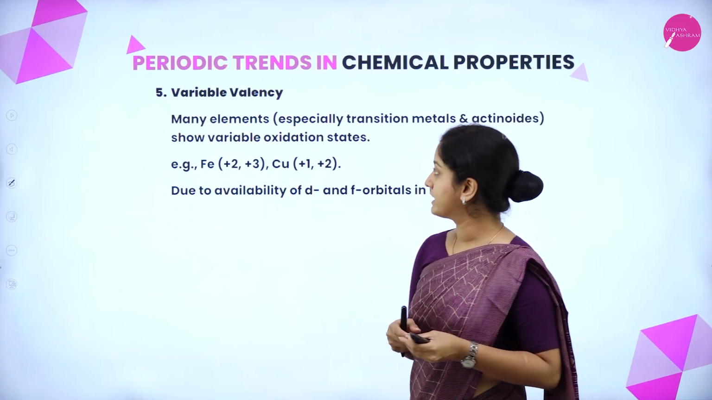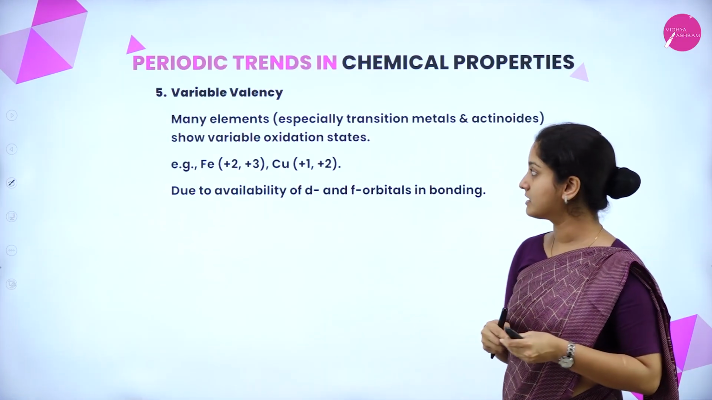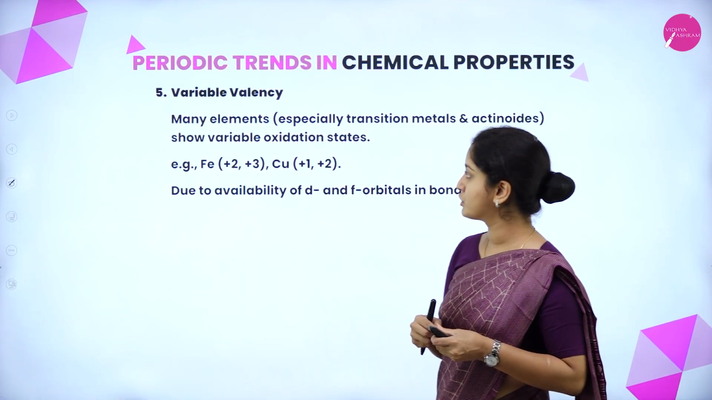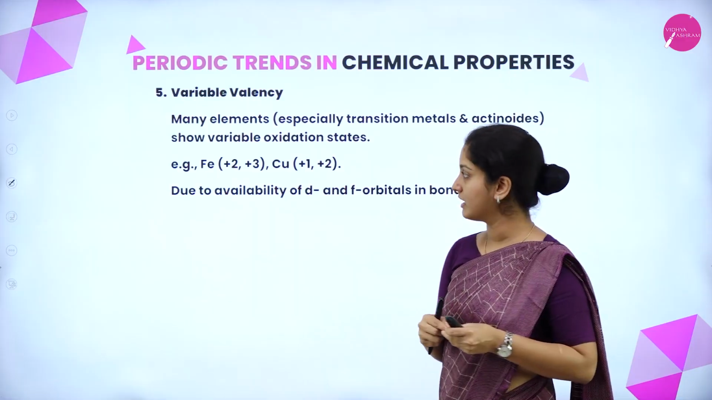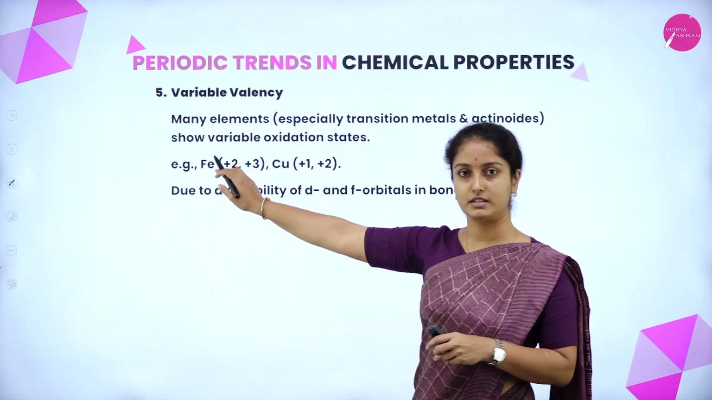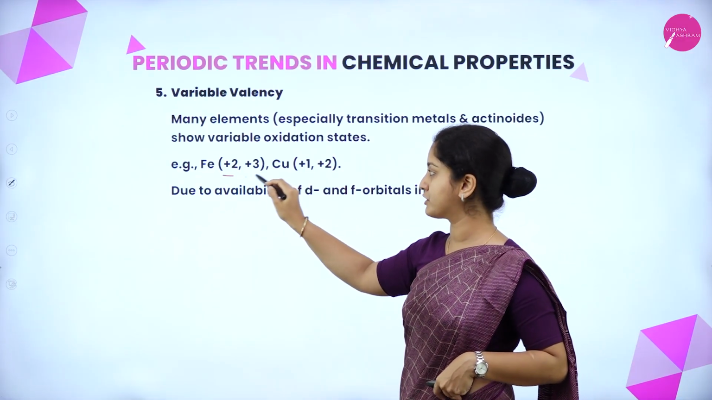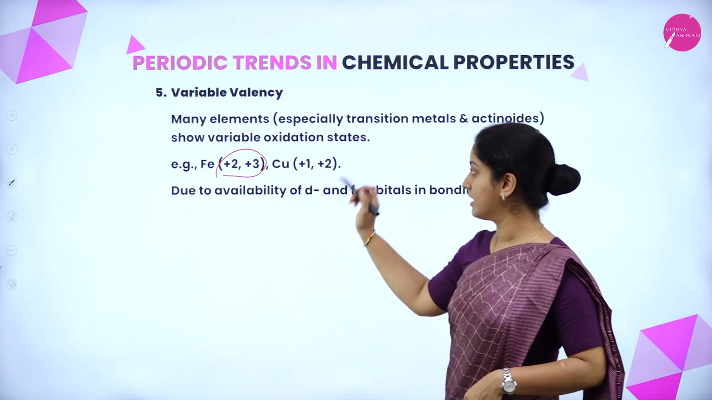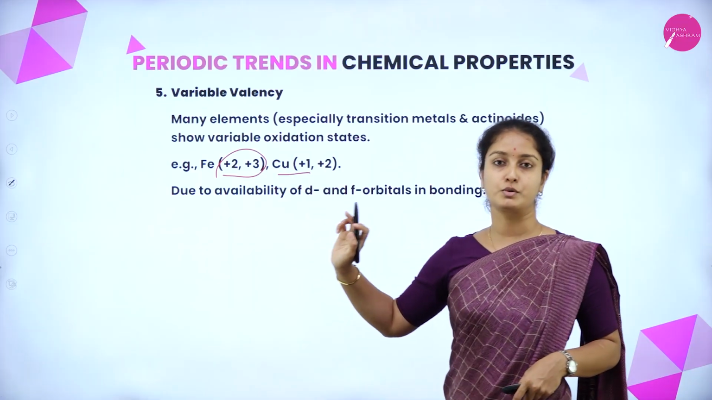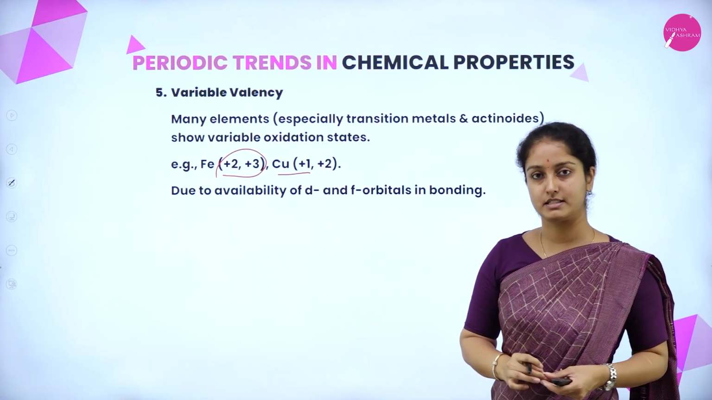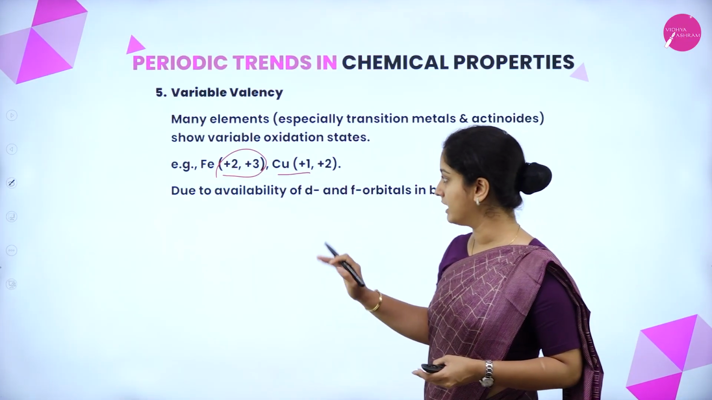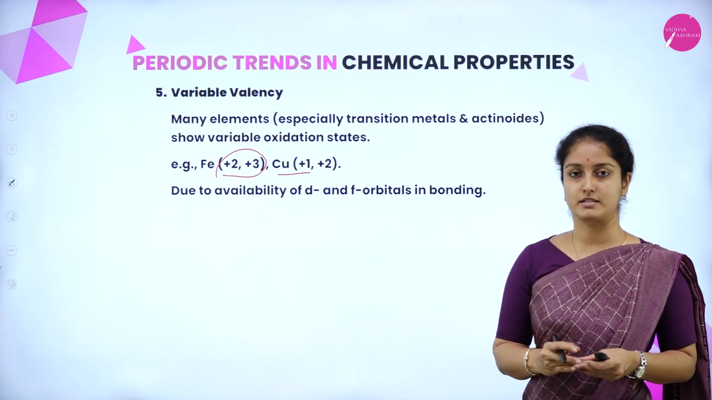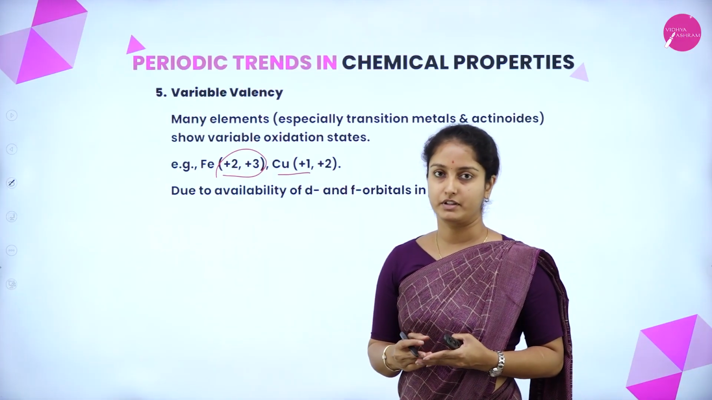So the fifth chemical property is variable valency, that is, many elements, especially transition metals and actinides, show variable oxidation states. For example, iron with the symbol Fe shows +2 and +3 oxidation states. It will have 2 different oxidation states. Coming to copper, it will also possess 2 different oxidation states, that is +1 and +2. It is due to the availability of d and f orbitals in bonding. So that again depends on the electronic configuration.